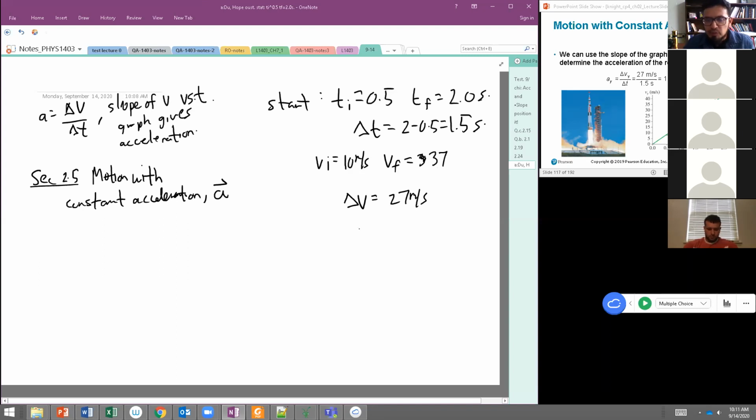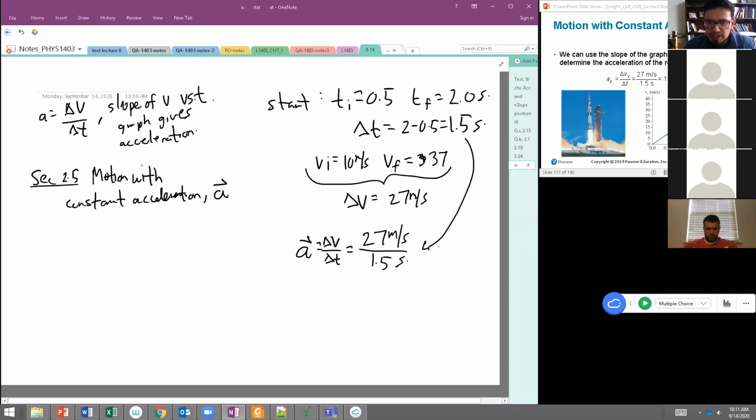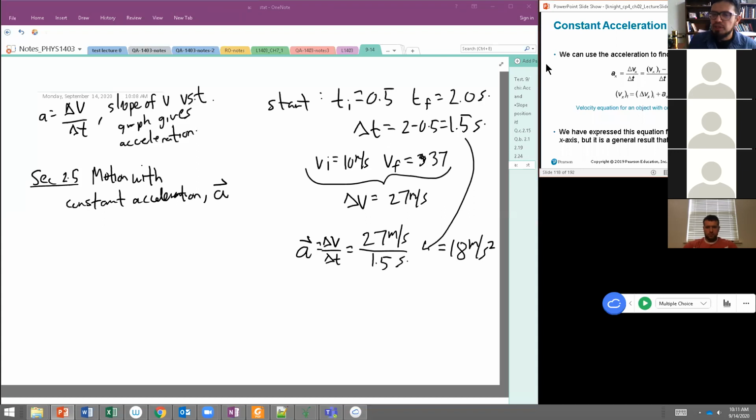But the point is, to get the acceleration, remembering that it's delta V over delta T, you would take the change in these velocities, write it down up there, and then divide by the delta T, which is 1.5 seconds, and that would give you something like 18 meters per second squared, okay? That's just one example, but the whole point is we're going to use this to develop our first equation of motion with constant acceleration.